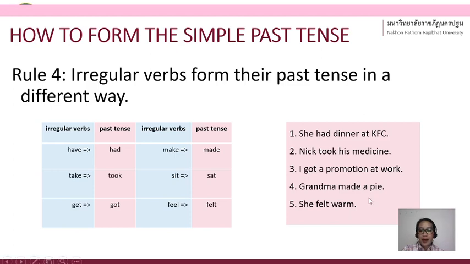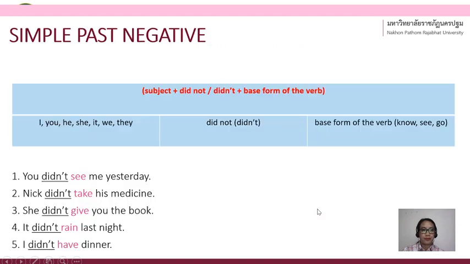Grandma made a pie. Example number four. Made is an irregular past form of the verb. And the last example number five. She felt warm. Felt is an irregular past form of the verb.